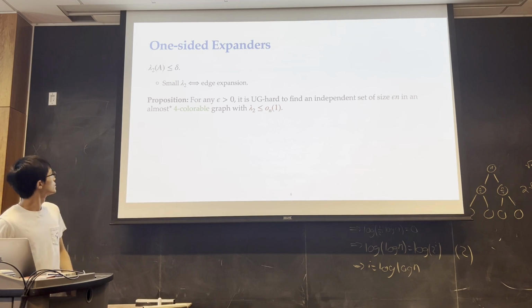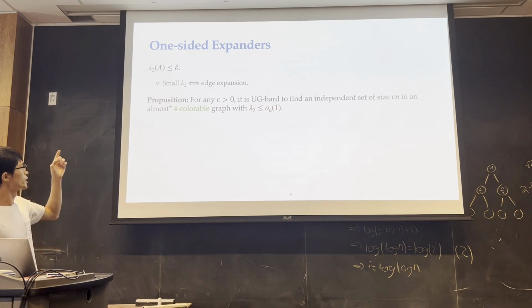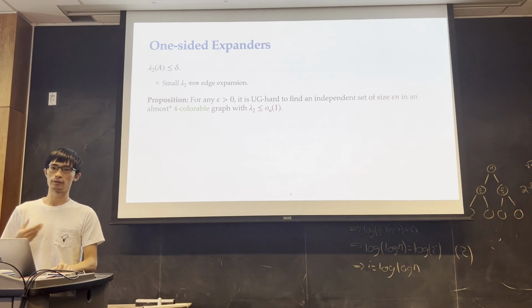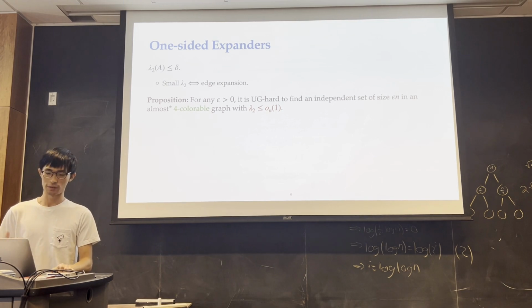Okay, so here, let me go back to this. Almost here just means that you can remove a small fraction of the vertices, so that the resulting graph is 4-colorable.